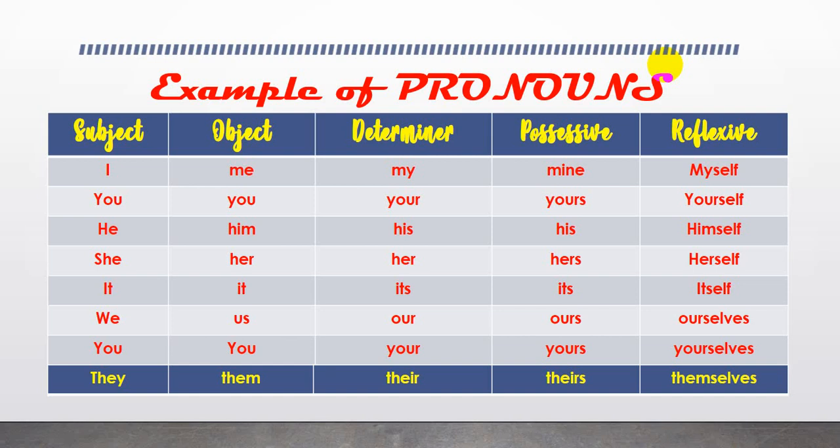While the reflexive pronoun, yeah, it is aimed to ourselves. For example, I can do the test by myself. Yeah. Another examples. He saw the accident by himself.